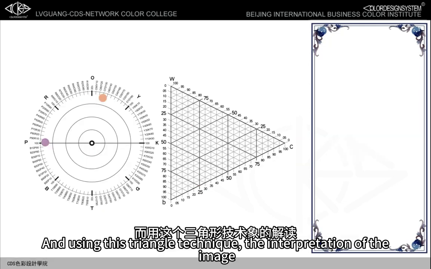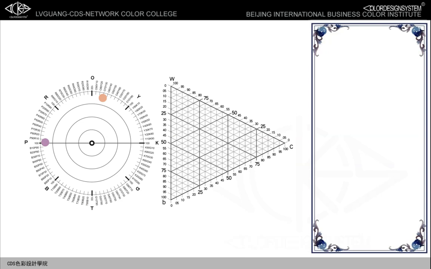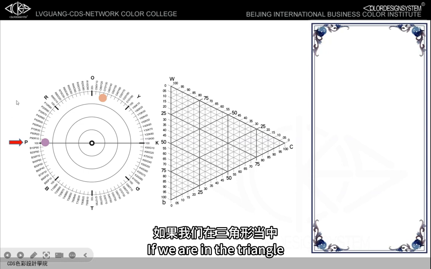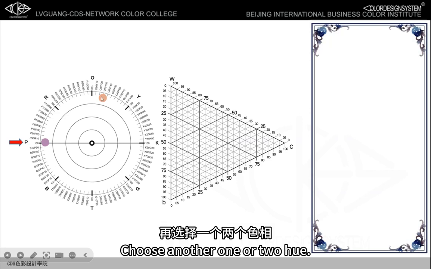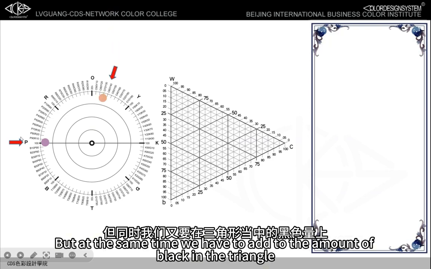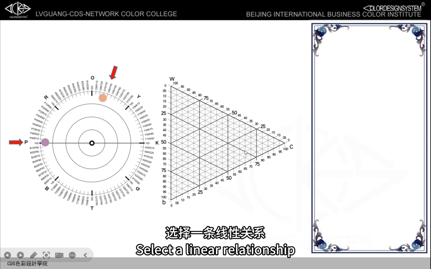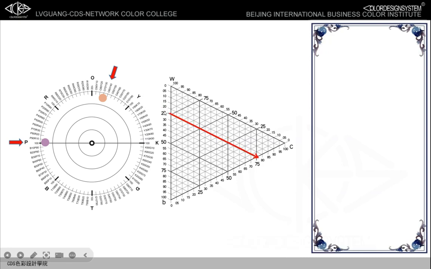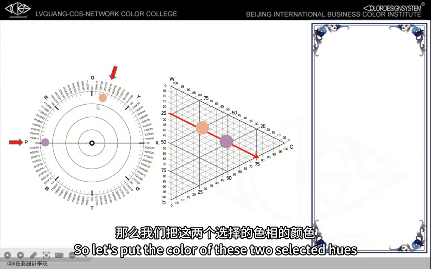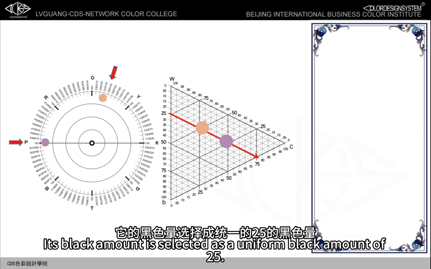Using this triangle technique and the interpretation of the image, how can its features be used? Let's take a look. If we are in the triangle, choose a hue among the rings, or two hues. So we have now chosen one, and choose another one or two hues. But at the same time we have to add the amount of black in the triangle. Select a linear relationship. Okay, we have now chosen this line, the amount of black. So let's put the colors of these onto the selected hues. Its black amount is selected as a uniform black amount of 25.